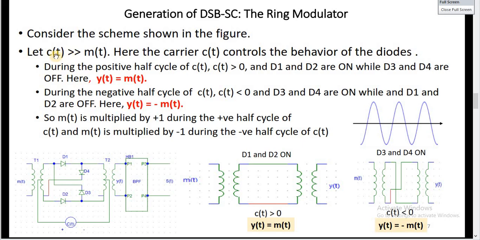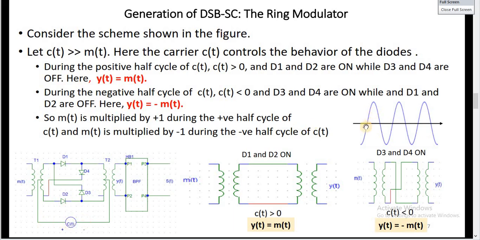So, we assume that the carrier C of t is much larger in amplitude than the message signal. So this is the carrier, and this is the message signal. The reason for imposing this restriction is that we need the carrier to control the mechanism of opening and closing these switches, these diodes. So during the positive half cycle of C of t, C of t is positive, and D1 and D2 are on, while D3 and D4 are off. In this case, Y of t equals M of t.